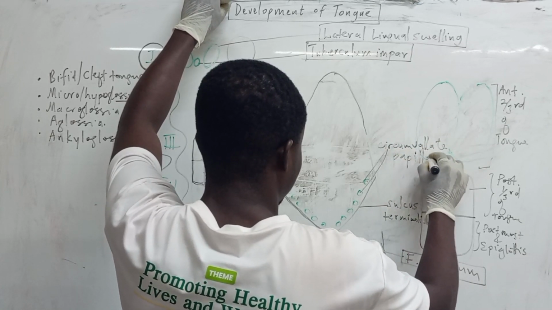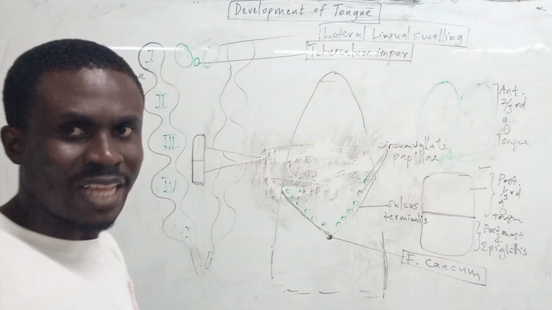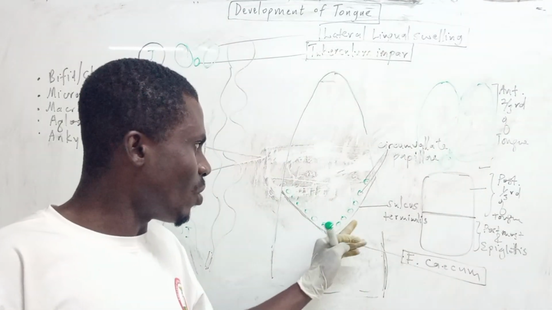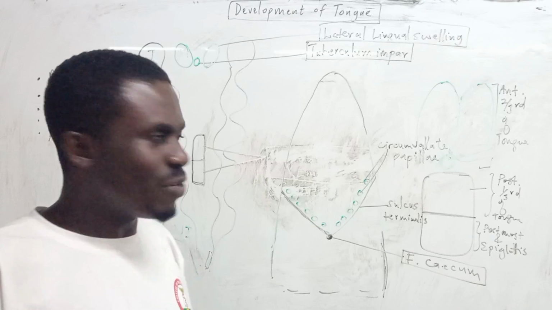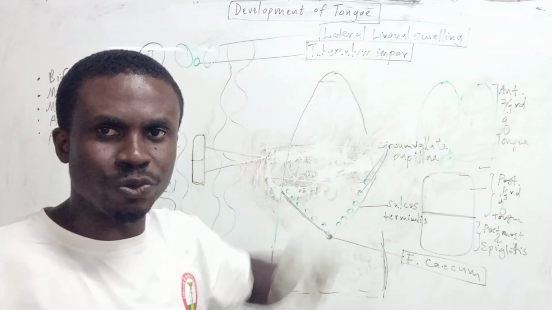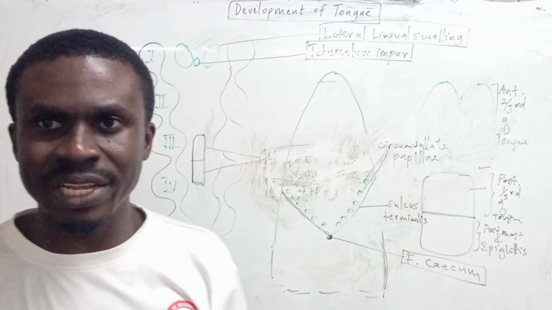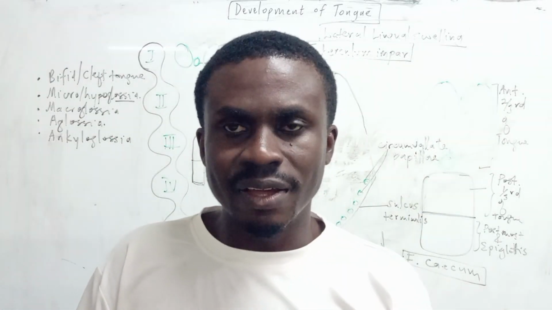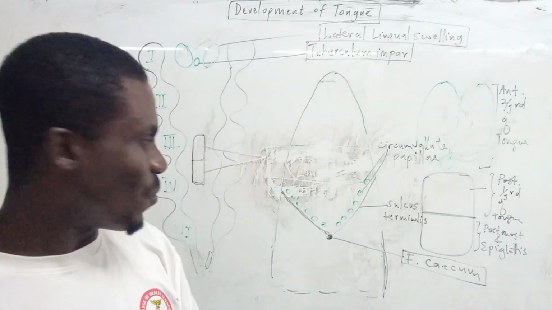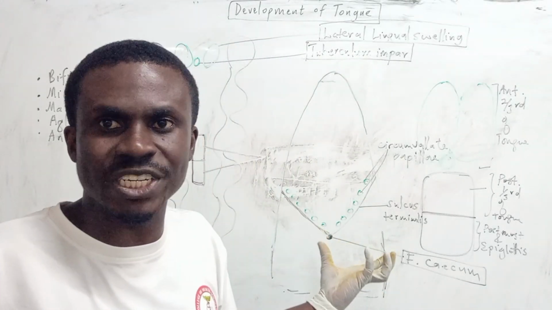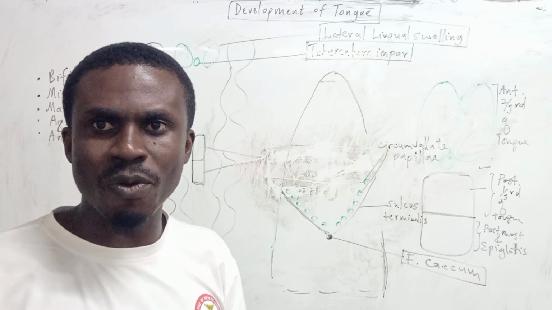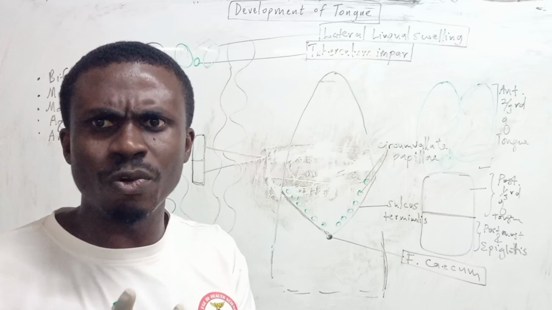Papillae. Now, if it's in front of or ventral to the sulcus terminalis, then you might think it's coming from the anterior two-thirds portion of the tongue, and for that matter from the lateral lingual swellings and tuberculum impar. No. This time, it's not coming from there. It's rather coming from the cranial portion of the copula or the hypobranchial eminence. That is one unique thing I want you to know.